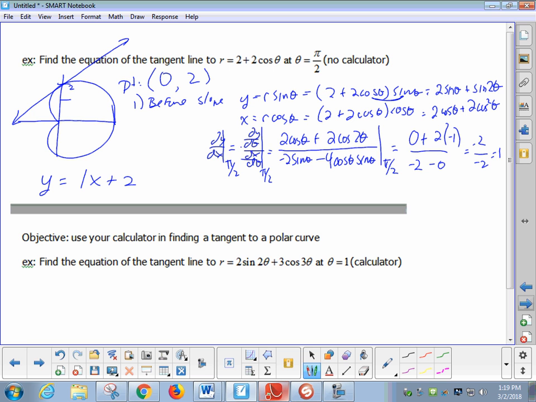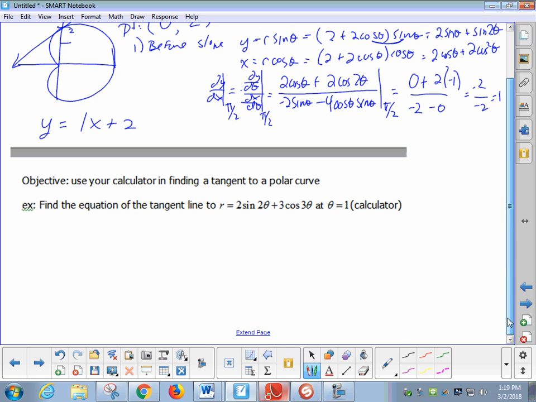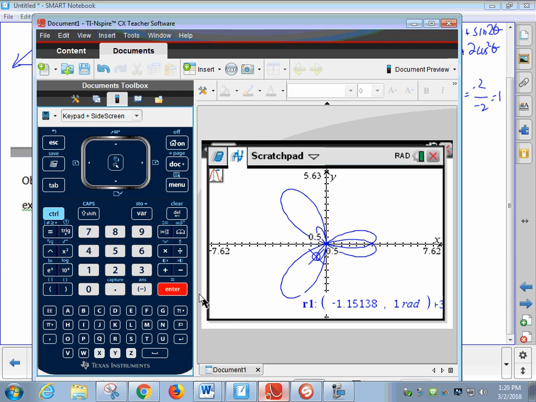Now, that's no calculator. Let's try one with the calculator. What'd you get out your calculator? Does anybody have an 84? So sad. The Inspire will not do this derivative for you. You have to do a ton of work. 84, no problem. Calculator. Okay. So, here you go. Would you get that equation into your calculator, please?